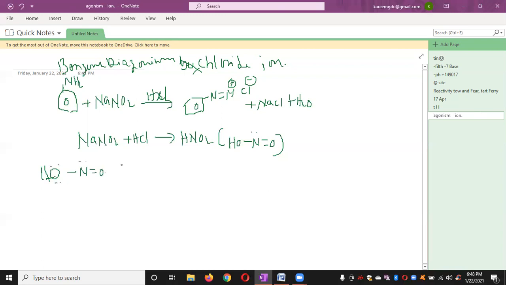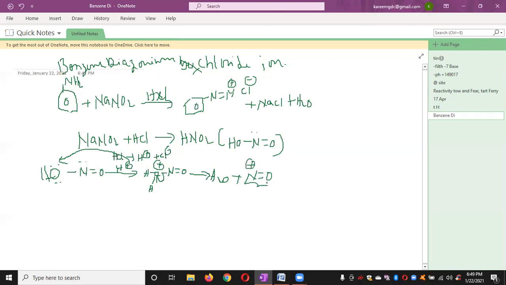Protonation means here the acid, what is the role of the acid? That acid gives H plus and A minus. So this H plus ion will be attached here, and thereby we get a hydronium ion. This is a hydronium ion and it is highly unstable. What happens? It will be eliminated as a water molecule, and thereby we get the nitrosonium ion. So this is N plus double bond O. This is known as the nitrosonium ion. So this is the first step.